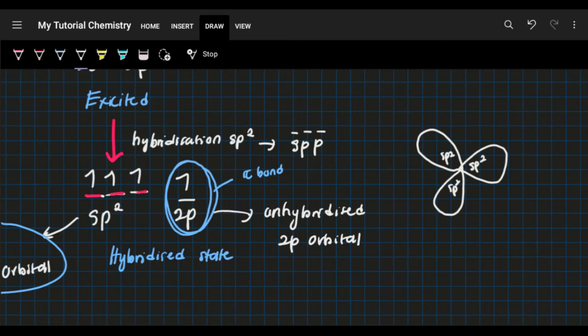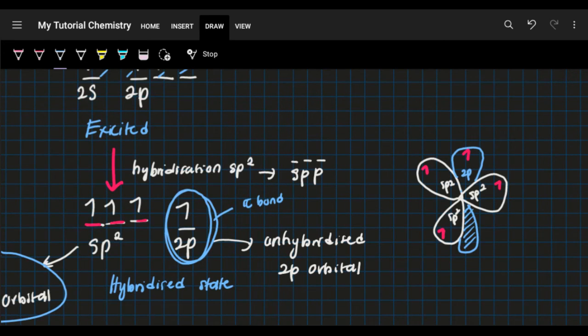But now it has 1 unhybridized p orbital. So the unhybridized p orbital, at this part, is the 2p orbital. Remember that this is not 2 orbitals but 1 orbital, because p has a dumbbell shape. If I draw the electron, the single electron is here. On this part, no electron. This is still considered as the 2p orbital. So this is the sp2 hybrid orbital for carbon.